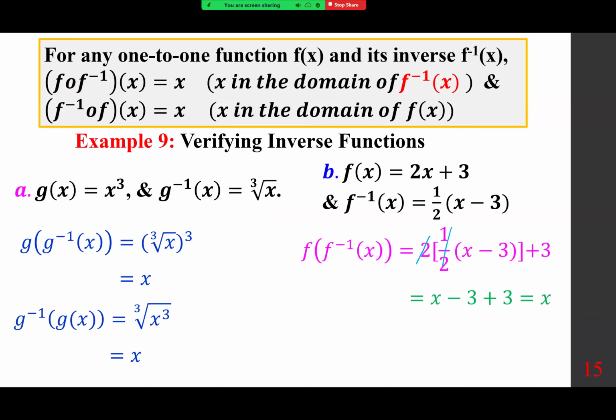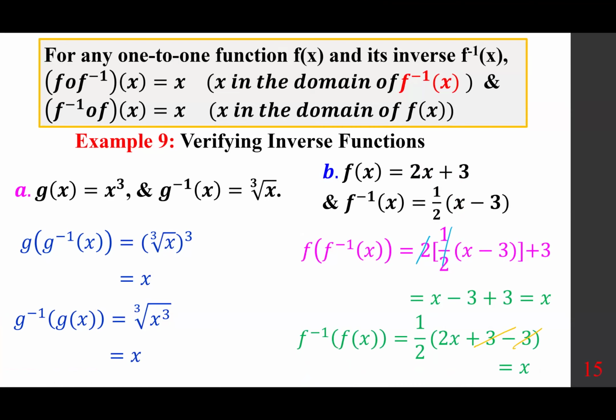On the other hand, if we want to look at f inverse of f, we're going to replace this x with 2x plus 3. And so these two cancel each other. We get half times 2x, which is equal to x. And that's a proof, and it's done.